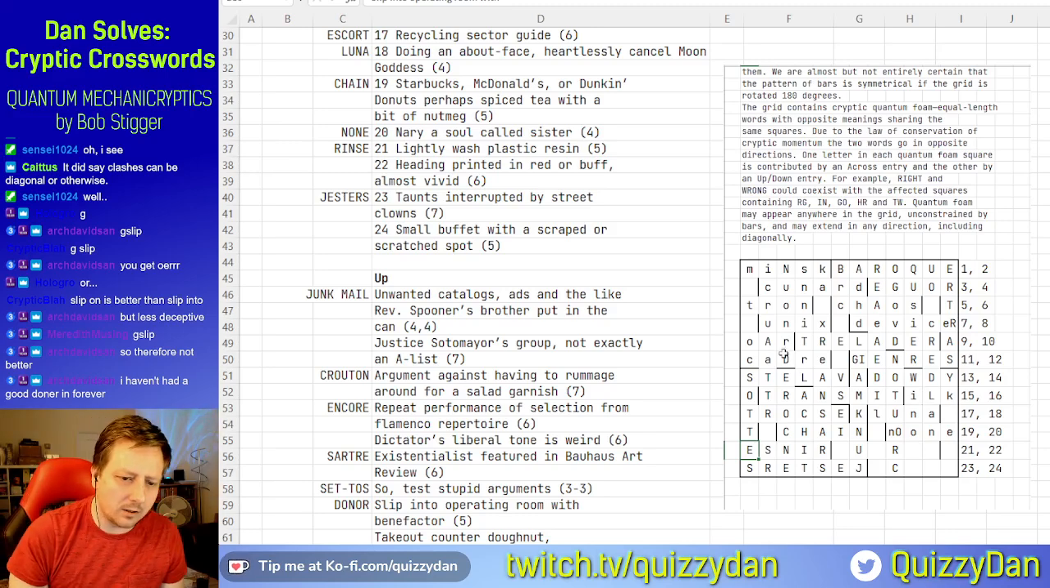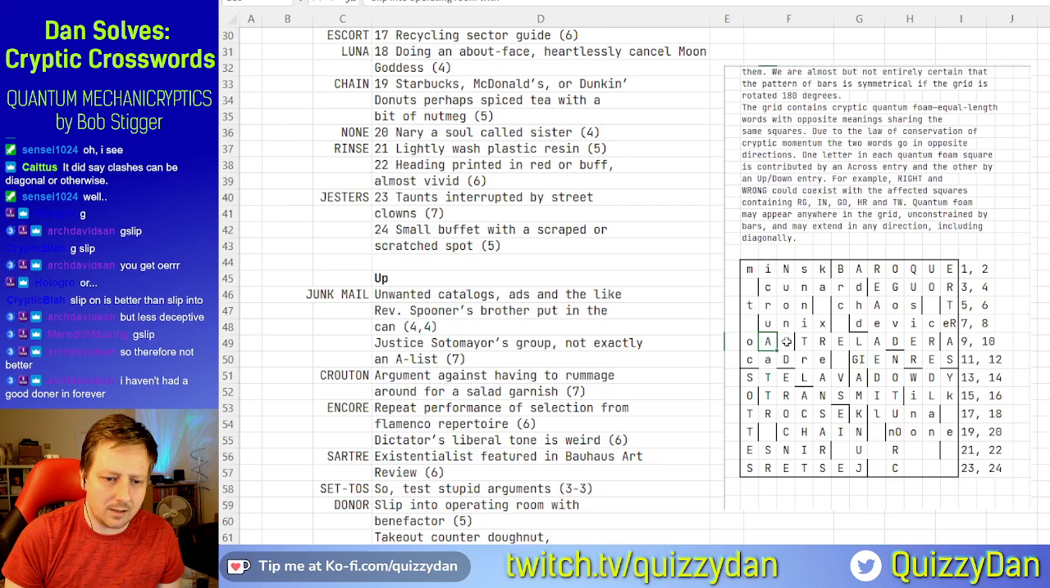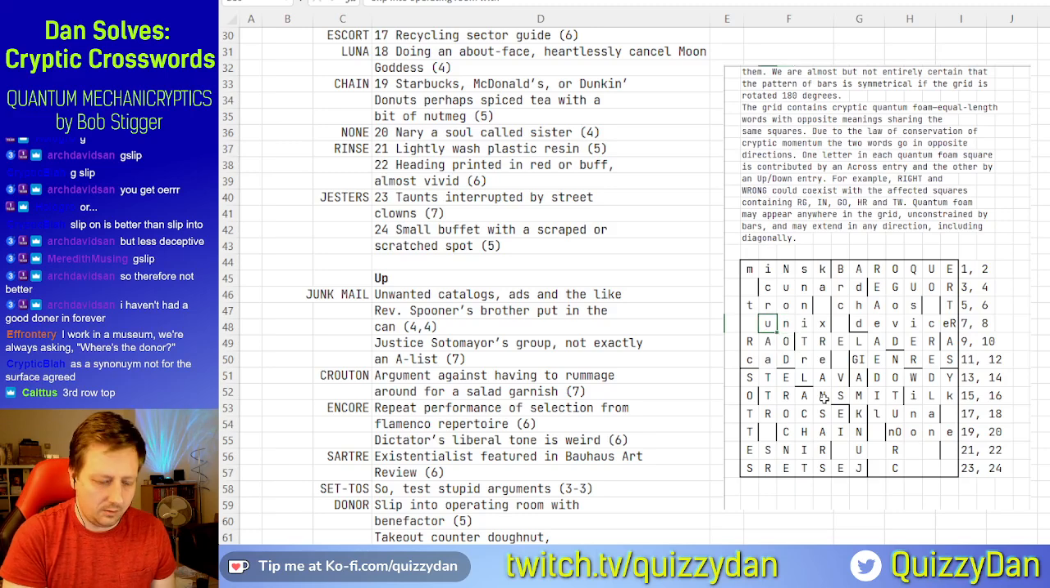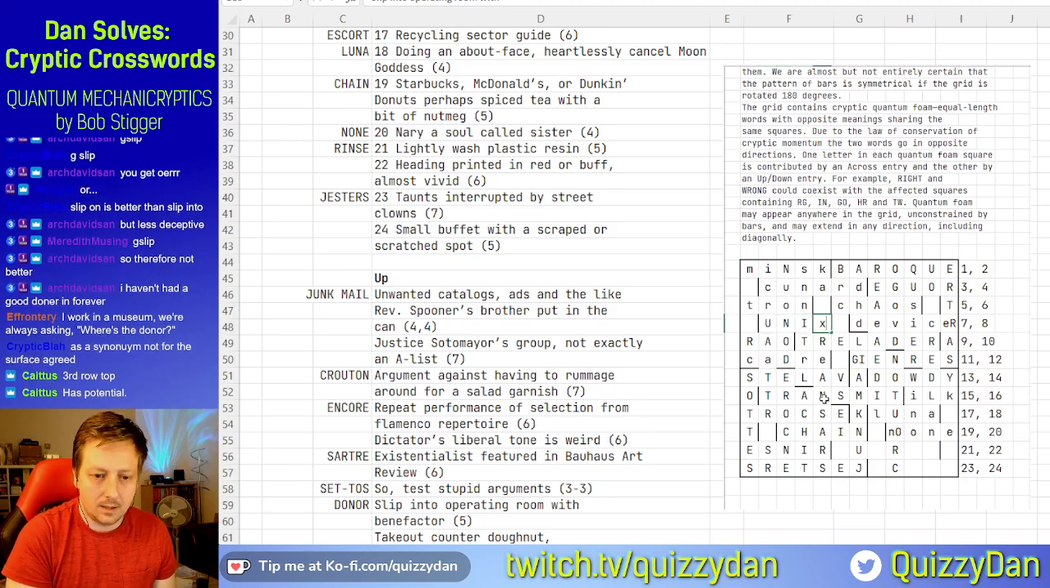I don't think I've ever had a conic kebab. It's got to go here, isn't it? O-A-R. Unix. Cunard. And there is you, and then Tron for donor. And we can put an extra line in here and here.